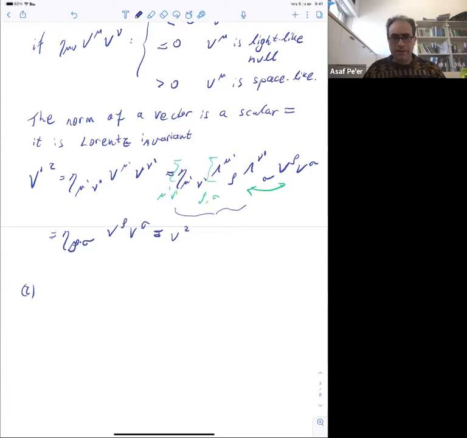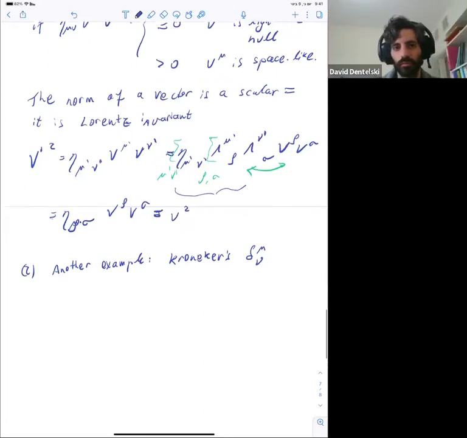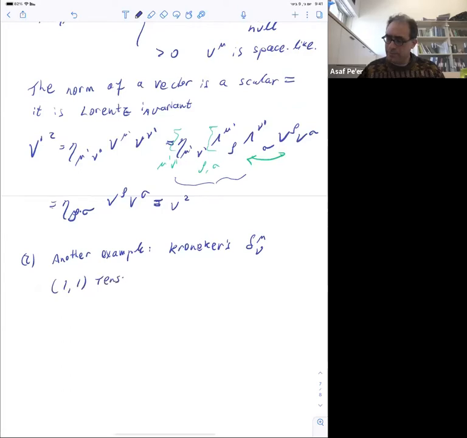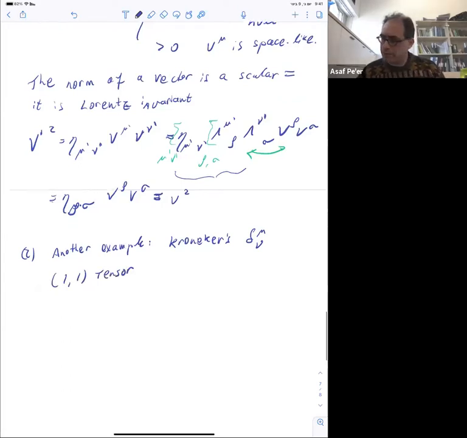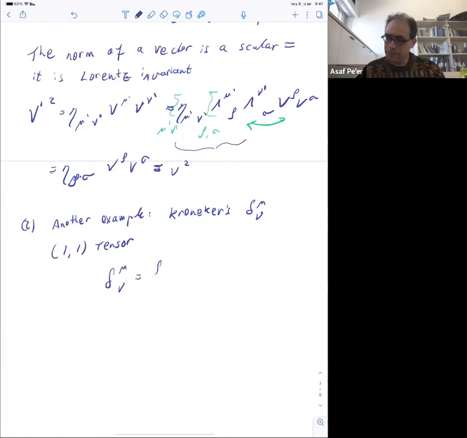So that's one example. The second example of a tensor is the Kronecker delta function. It's the only one where I'm writing mu on top of mu because it doesn't really matter. What rank or type is this tensor? 1, 1. Very good. This is a 1, 1 tensor. And I assume you know the components of delta mu nu: it is equal to 1 if mu is equal to nu and 0 otherwise.